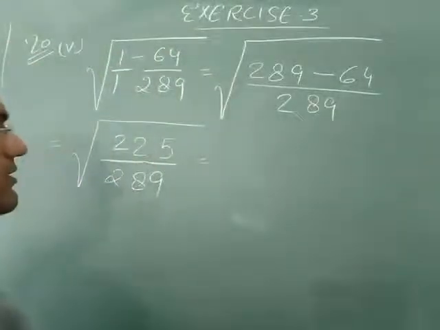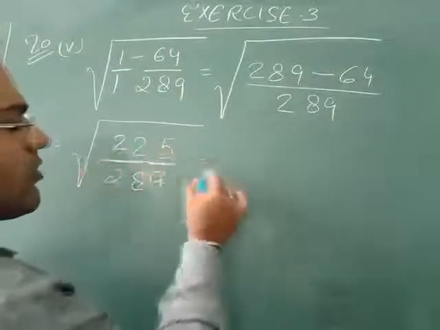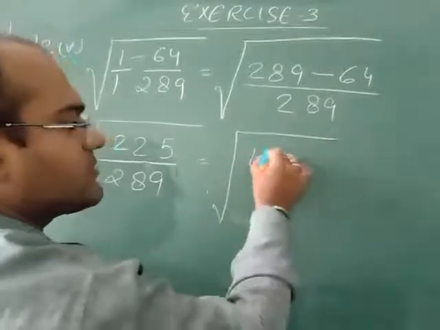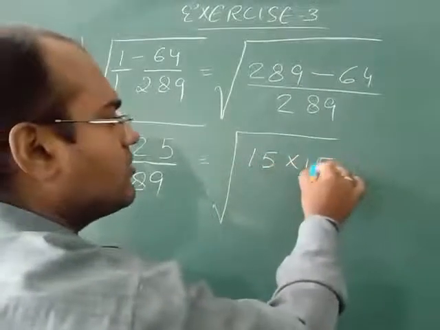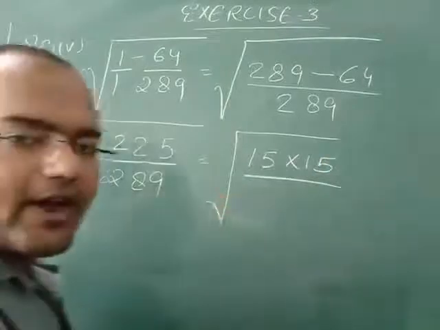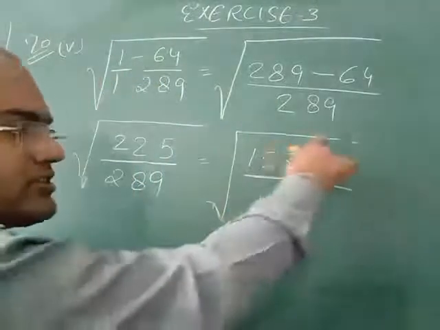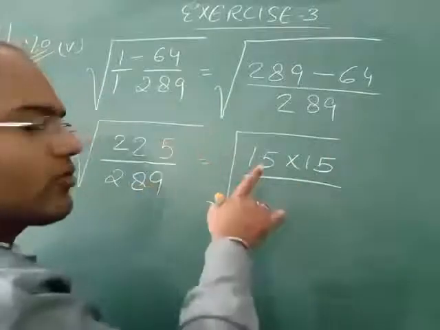So what you have to do? You have to write the square root of 225 as 15 into 15, two times. Why will we write two times? Because the square root is there. The square root is applied, so we have to write two times.